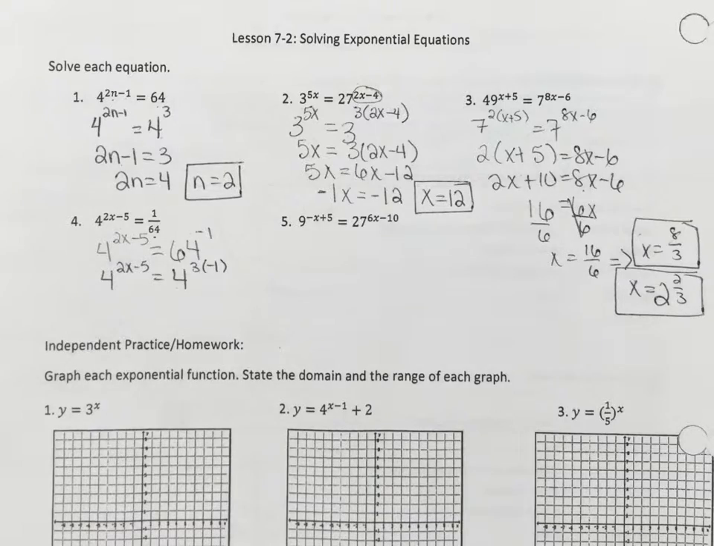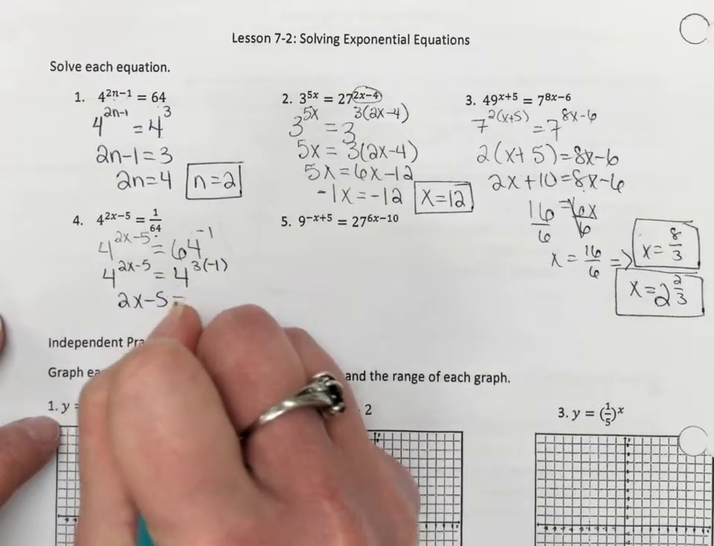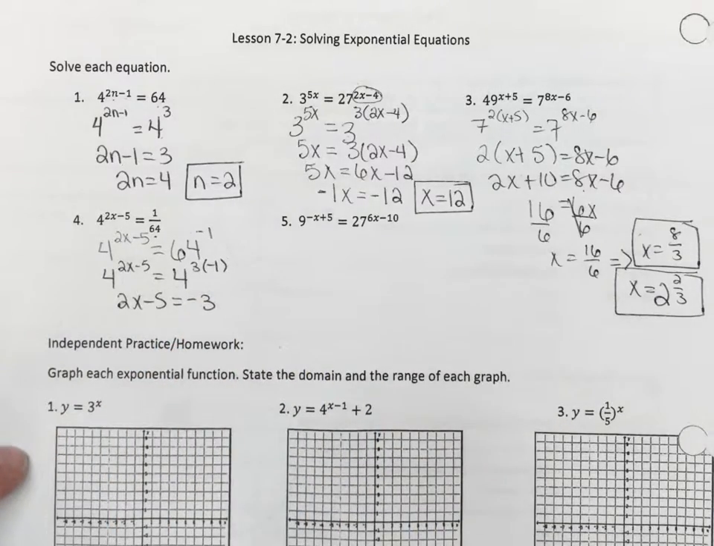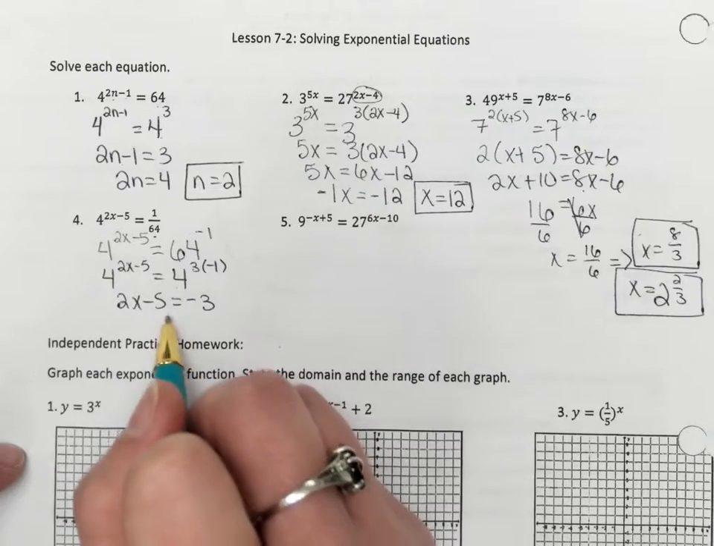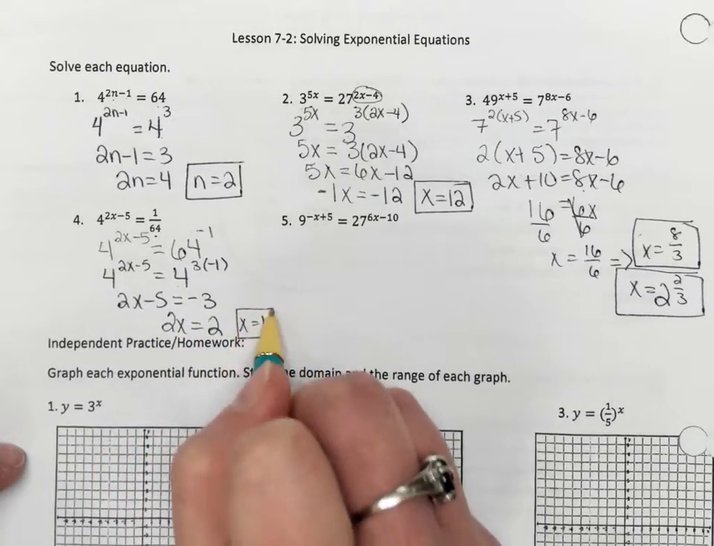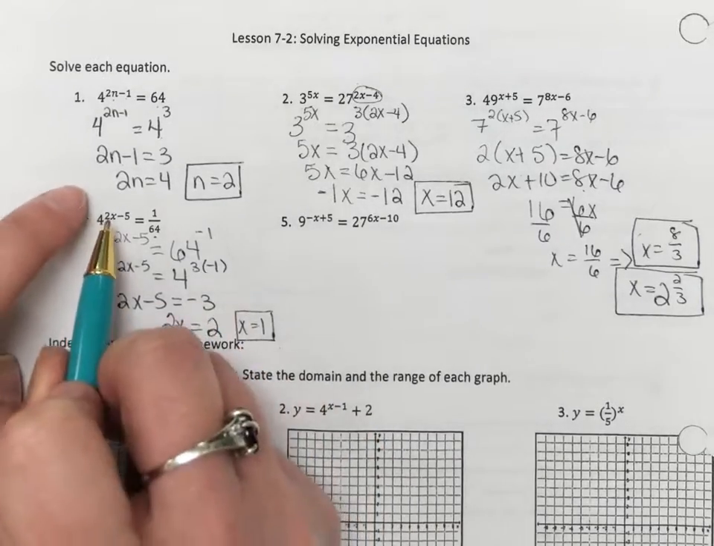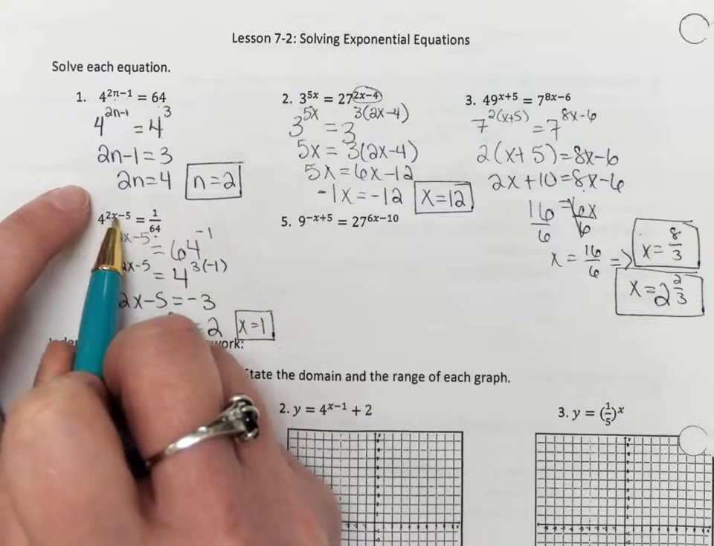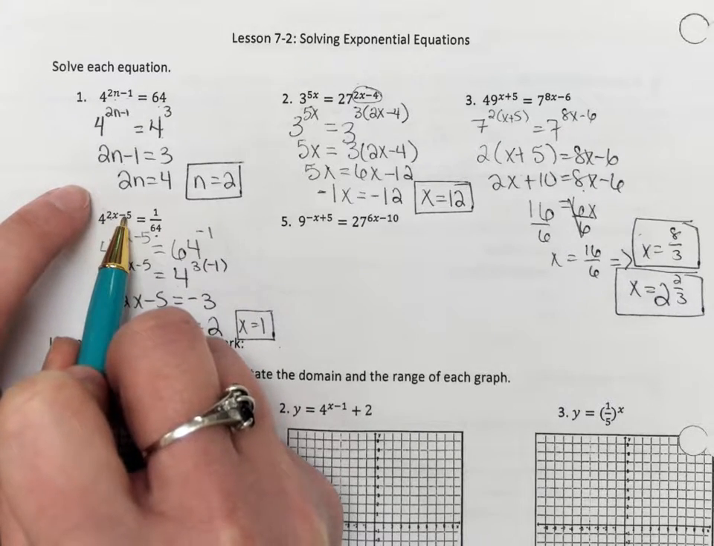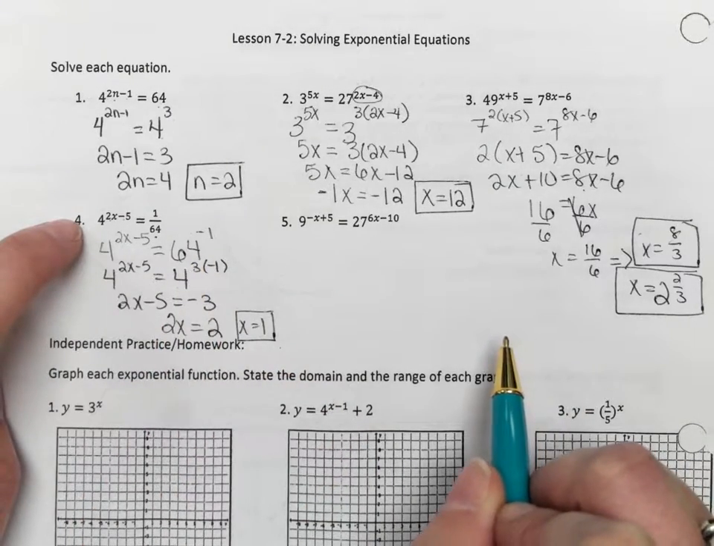Now, and only now that they're the same base, you can say 2x minus 5 is equal to 3 times negative 1, which is negative 3. Add the 5. 2x equals positive 2. Divide and x equals 1. Y'all okay? Plug it back in. What's 2 times 1? 2. What's 2 minus 5? Negative 3. And then we had to start with negative 3. Get it? Got it good? All right, all right, all right.